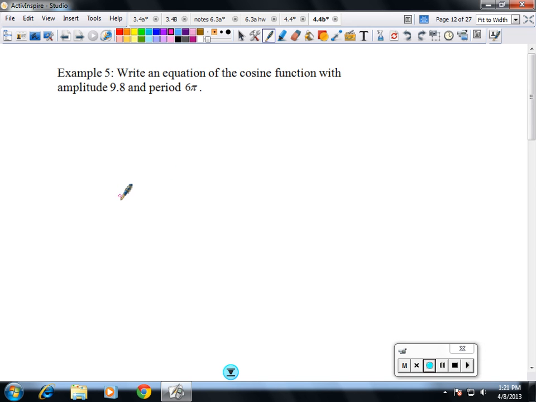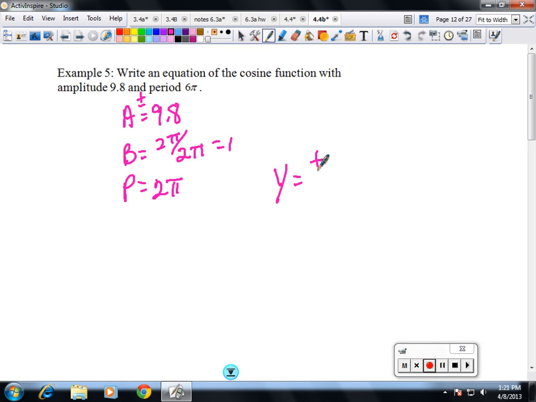Write the equation of the cosine function with amplitude 9.8 and period 6 pi. Well, A is 9.8 plus or minus. The amplitude is the absolute value, so I have to say plus or minus because I don't know what it was. And it gives me my period. Well, my b is 2 pi divided by my period, so my b is 1. So it would be y equals plus or minus 9.8 cosine of 1 theta.